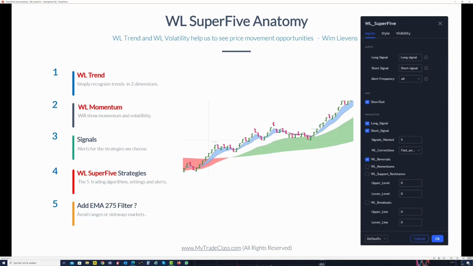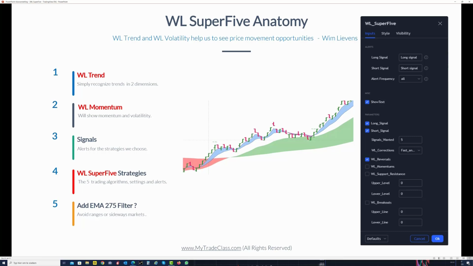And it's very straightforward. Red is down, green is up. The WL momentum is, as the word says, momentum, the price momentum or the speed at which the price is changing. It is what you see in blue and magenta. Again, you can change all the colors if you like. Now, it is the combination of these two that will trigger the signals in the SuperFive strategy.